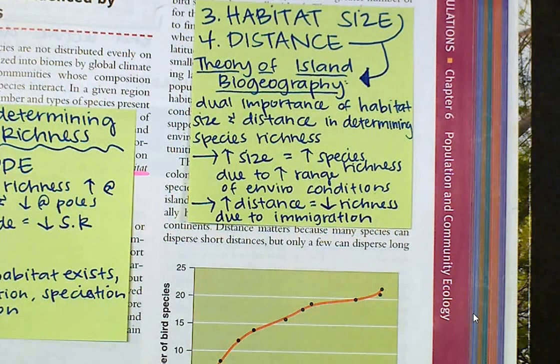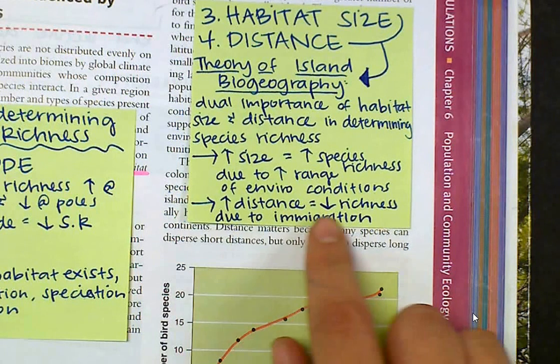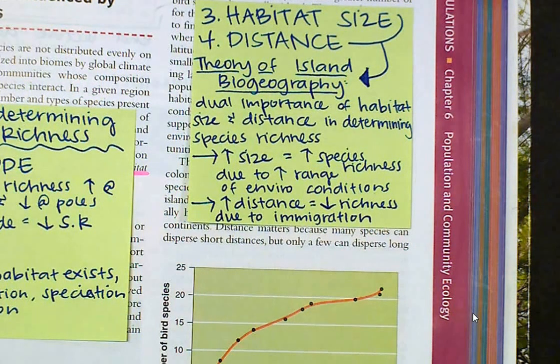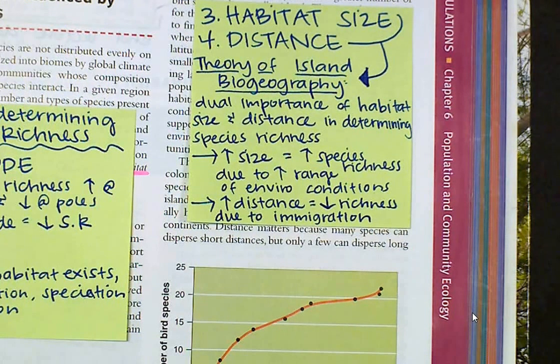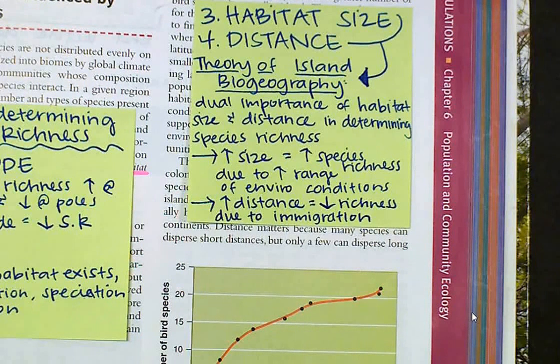And then for distance, the increase in distance leads to a decrease in richness due to immigration. So the farther away two communities are, the lower the richness there's going to be due to immigration, and this is especially true with islands. If you look at islands all around the world, as an island gets increasingly farther away from the mainland, it's going to decrease in species richness because not very many things can travel across oceans.